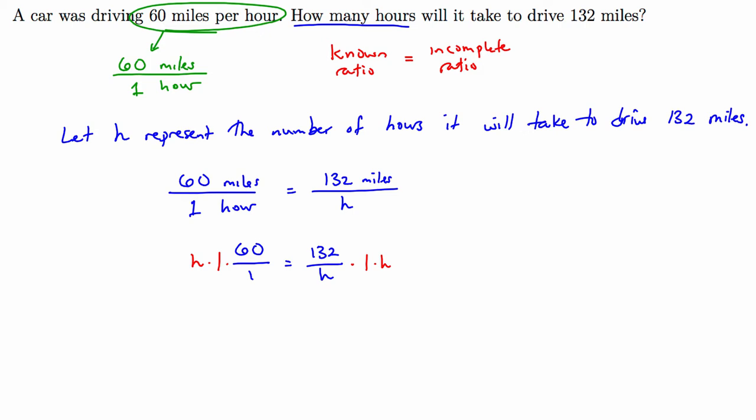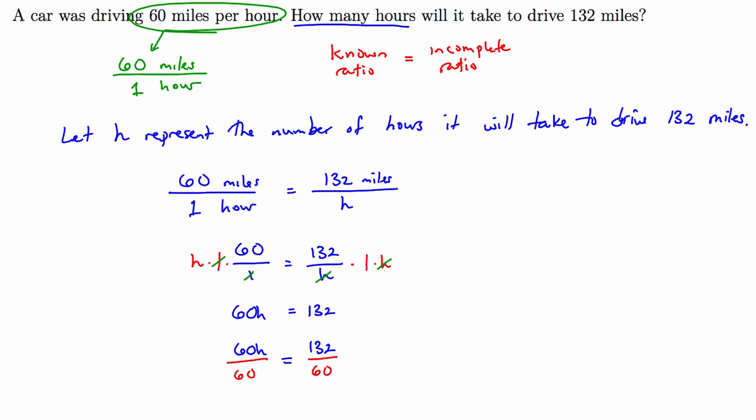When we simplify this, the 1's over on the left side of the equation will cancel, and the h's on the right side of the equation will cancel. This will leave us the equation 60h equals 132 times 1, or 132. Our final step in solving this particular equation, 60h equals 132, is to eliminate the coefficient on the h. Since it's currently 60h, we need to divide both sides of the equation by 60 to cancel out that coefficient.